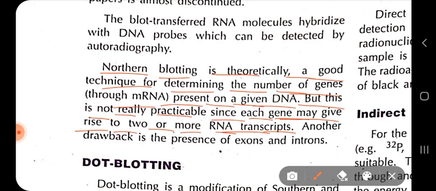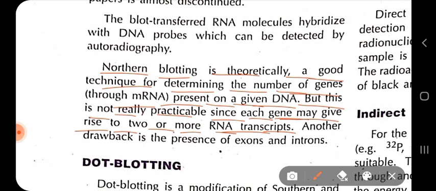You have studied exon shuffling in your molecular biology class, where you have seen that during the splicing process, the RNA has introns and exons, right? And these introns are removed and exons are joined. Now these exons are subjected to shuffling, for example if exon 1, 2, 3 is there, it may be that it is exon 1 and 2. So one gene can give rise to many RNA transcripts, and that's the disadvantage of this Northern blotting process. Another drawback is the presence of exons and introns.